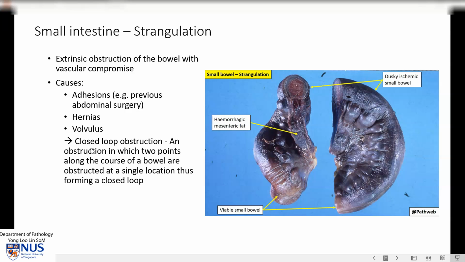So strangulation is most often seen in closed loop obstruction, where there is an obstruction between two different points of the small bowel. So there's a segment of the bowel that gets obstructed, and in this instance, the mesenteric vessels will also be congested. Clinically, the patients will experience colicky abdominal pain, nausea, vomiting, and also abdominal distension.